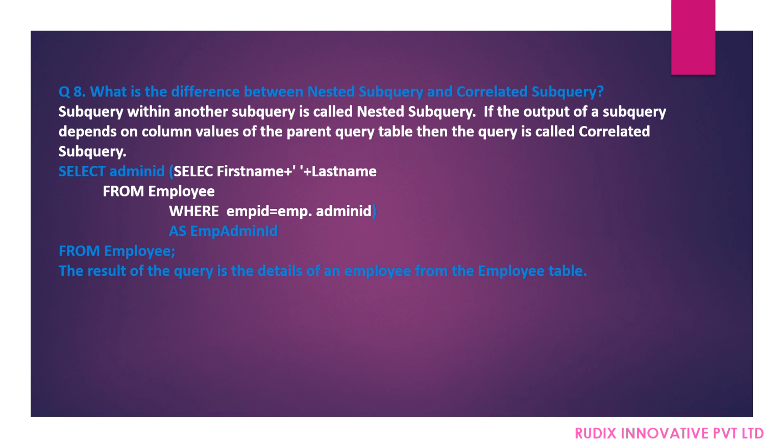Here is an example so you can understand. Select admin ID, select first name, last name from employee where employee ID equals employee dot admin ID as employee admin ID from the employee. The result of the query is the details of the employee from the employee table.